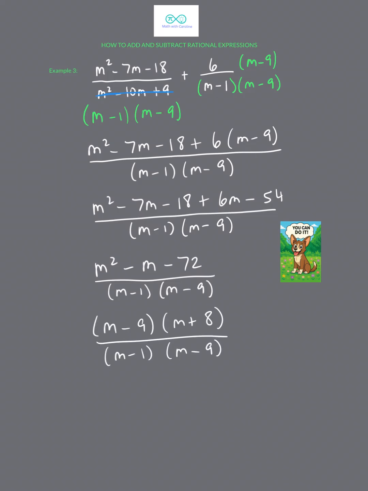Now the order in which you write these two factors does not matter. You could have m plus 8 times m minus 9, but negative 9 and positive 8 are the factors here. And now you can see that we do have a common factor in the numerator and denominator of m minus 9, so we can divide that out so that our final answer is m plus 8 over m minus 1.